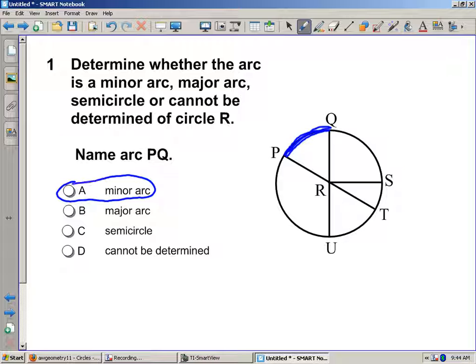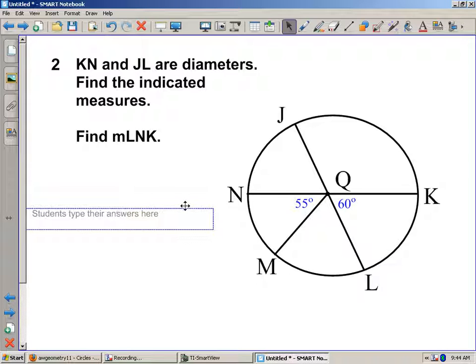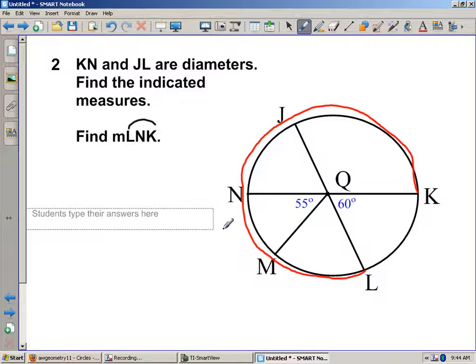In this one, it says KN and JL are diameters. So KN, this length right here, and JL are diameters. Find the indicated measure. So we want the measure of arc LNK. So let me mark LNK. LN, whoa, that goes all the way around over here. LNK, that's what it's telling me. So I have to find the measure of that arc.